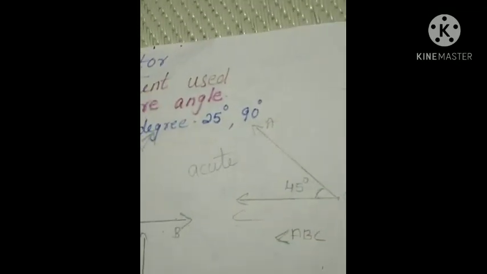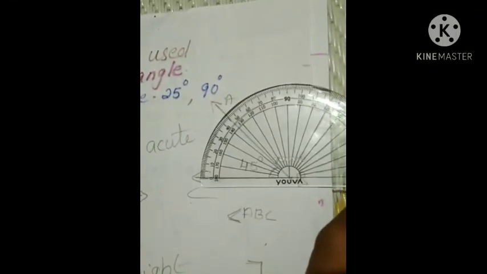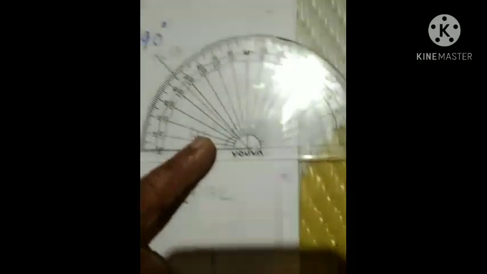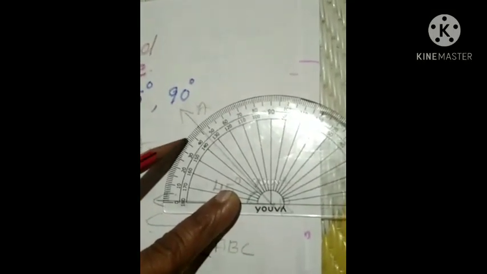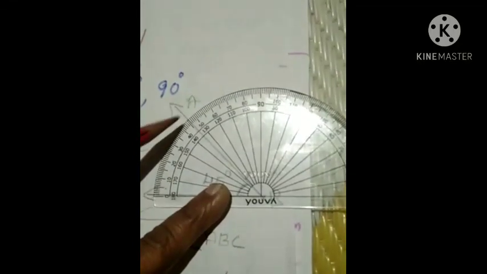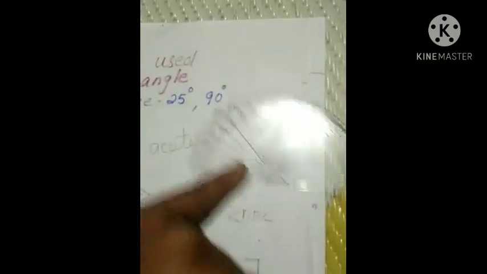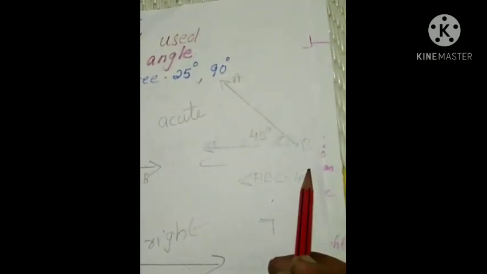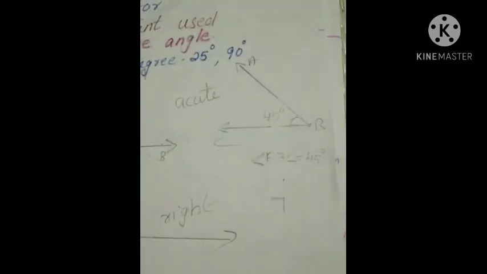This is angle ABC. Then what to do? First, the baseline and the arm both we have to keep properly, and both centers should be in the same position. Then we can measure. This line goes to the left side. Therefore, we measure from the left side 0. Then this one 40, then the next one is 50. In between 40 and 50, 41, 42, 43, 44, 45. Therefore, this angle is 45. Angle ABC is equal to 45. Its unit is degree, a small 0. The unit of measurement of an angle is degree, 45 degrees.